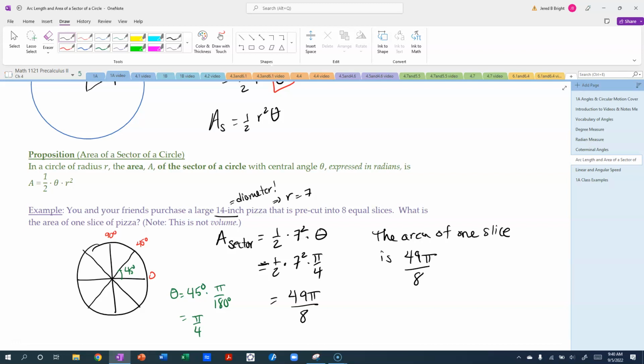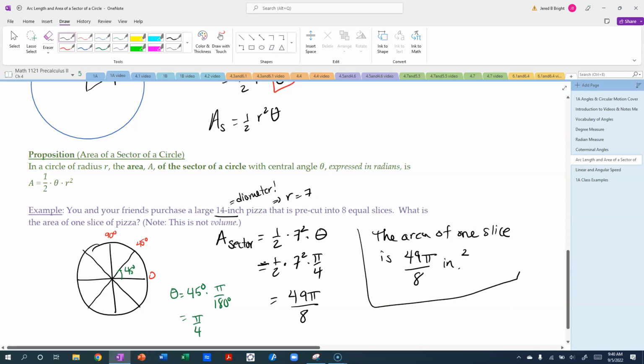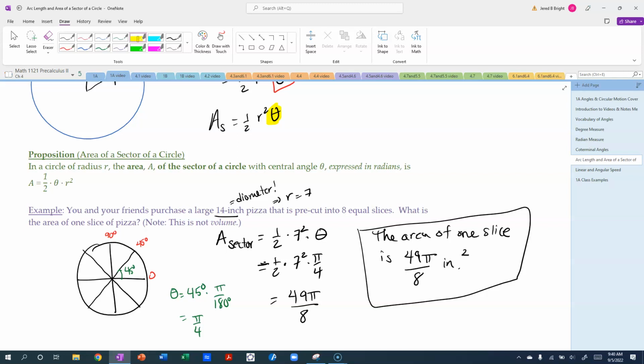Units, area has to be square units, and the units for the diameter were inches, so the radius is inches as well. There we go. Okay. So the hardest part usually is actually finding this angle theta. Once you find it, you're good to go. Okay. But make sure that when you're using theta, you're using it in radians, not degrees. You think being in radians is important here?